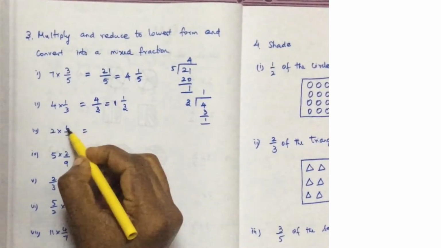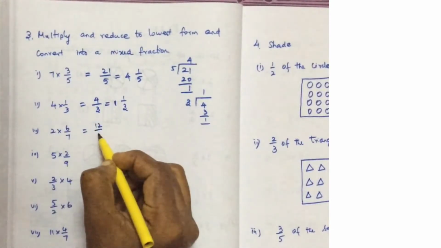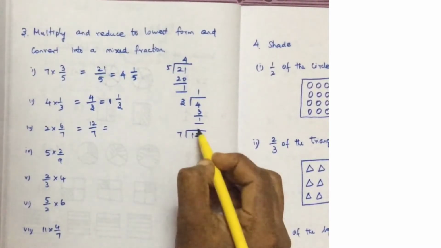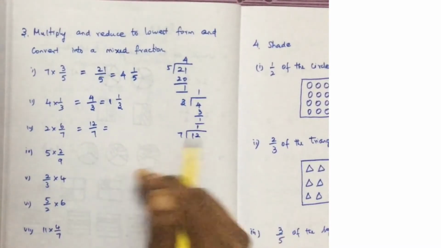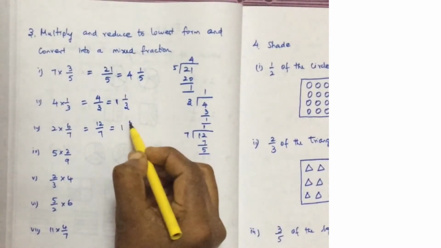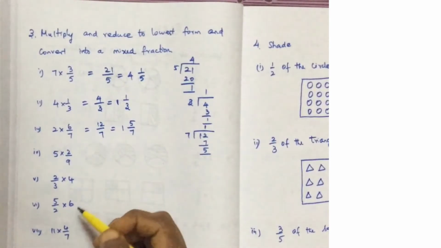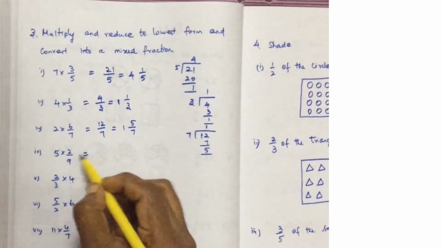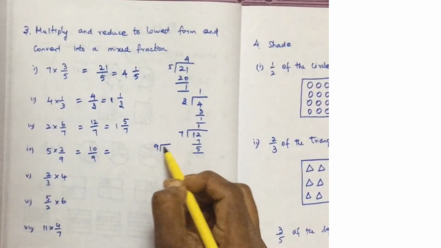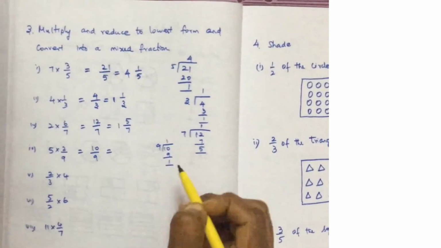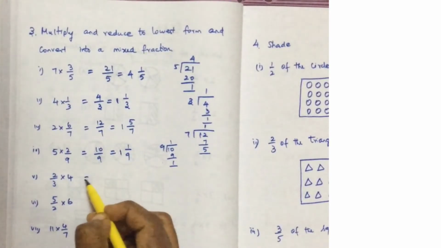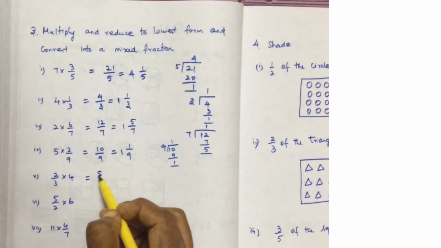The next is 6 multiplied by 2 is 12 divided by 7. Here, 1, 5 divided by 7. The next is 10 divided by 9. The remainder is 1. So 1 is the quotient, 1 divided by 9. That is equal to 4 multiplied by 2 is 8 by 3.